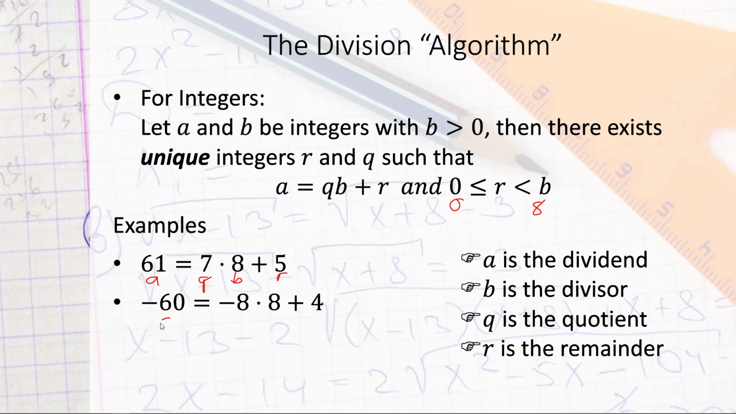Similarly here, a is negative 60, b is 8, so our quotient will be negative 8, which will give us negative 64, and then we add 4 to that, which is the remainder, to get negative 60, and once again 4 is between 0 and 8. So this is more of an existence theorem than it is an algorithm, because typically an algorithm is a procedure you follow to achieve a desired result.